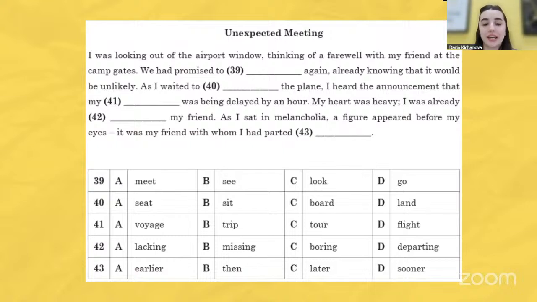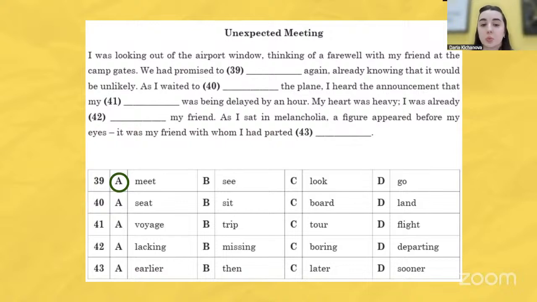So we had: promised to meet again, see, look, or go. So there, we need to use the word meet if we are talking about a friend, and we don't have see, for example, each other. We need to use meet again. Because see, we need to see something, look at least at or like some preposition, and go again is not logical here because we want to have this meeting with some person.